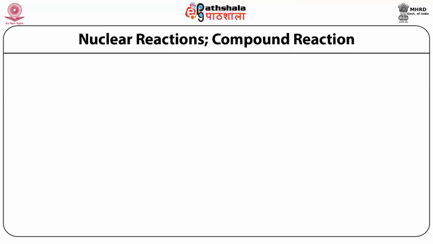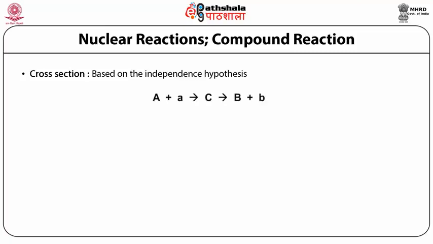Nuclear reactions, compound reaction. In this slide, we are going to study how the cross section is calculated in the case of compound nuclear reaction. We have understood that the cross section gives you the probability of a nuclear reaction happening. It is based upon the independence hypothesis, that is, capital A plus small a will make C, and then C decays into capital B plus small b.